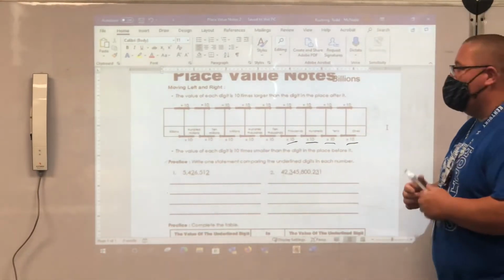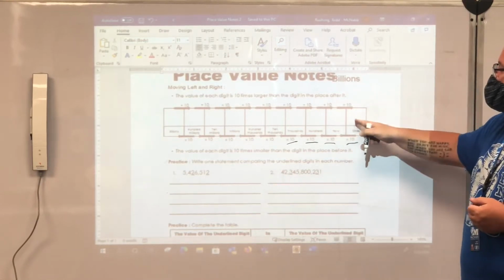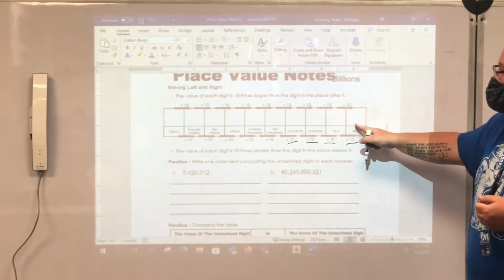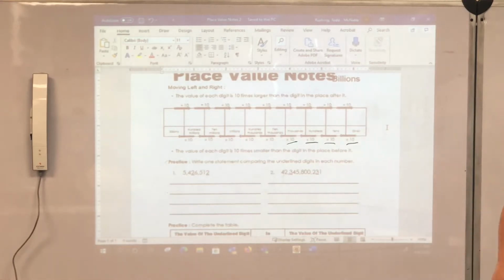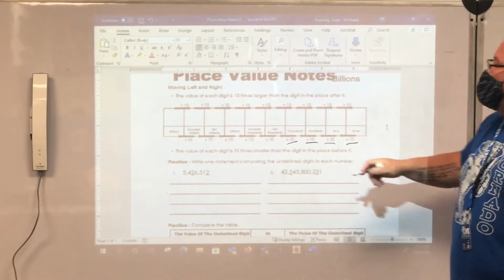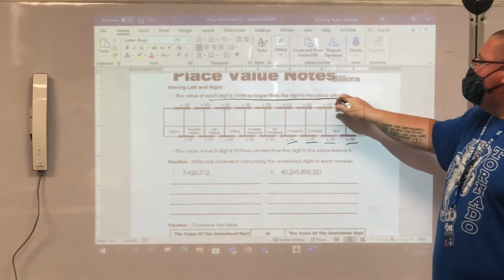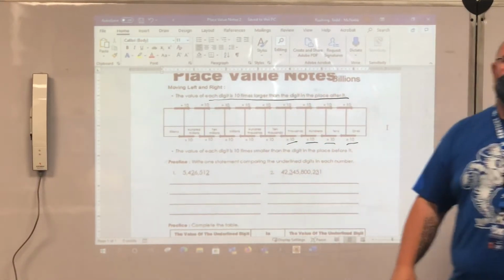That's important to know. This here is 10 times bigger than this. The thousands is 10 times bigger than the hundreds. The millions is 10 times bigger than the 100,000s. So when you're moving to the left, each digit is 10 times larger than the digit in the place after it. Okay?